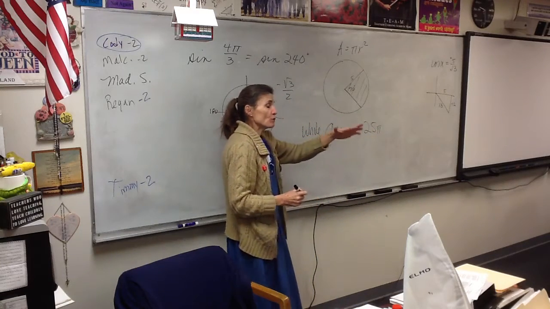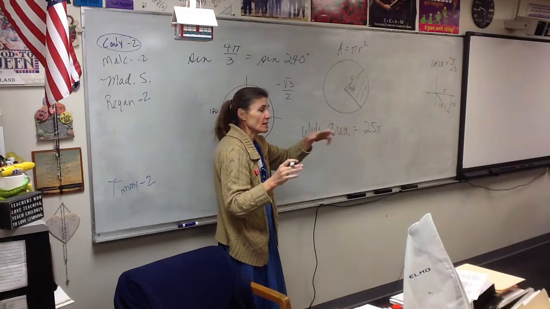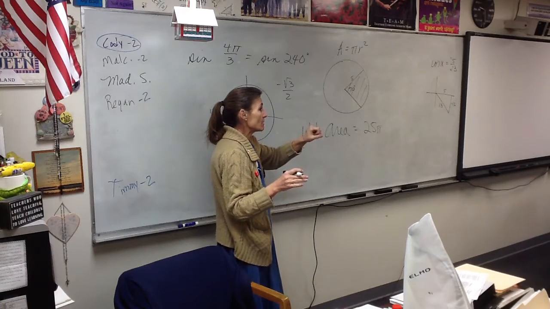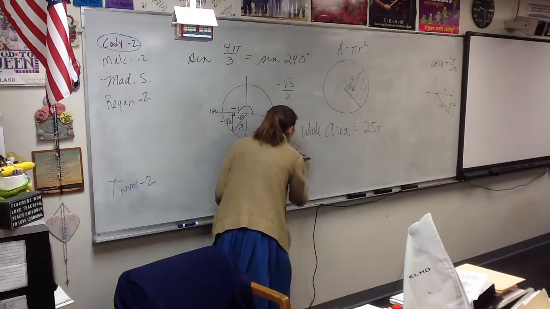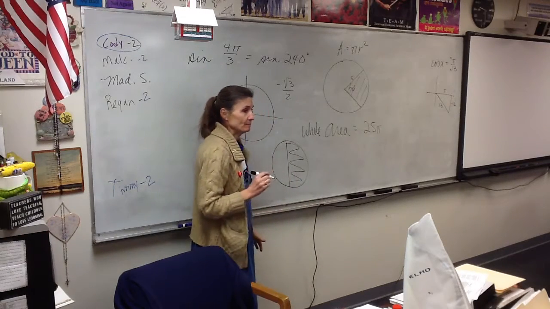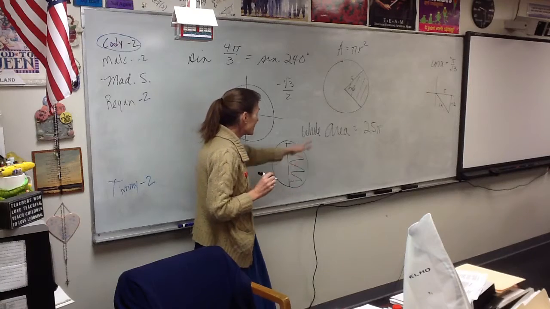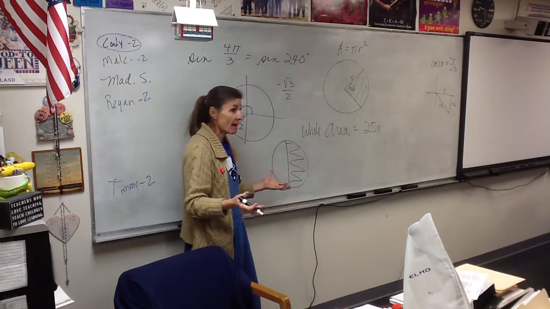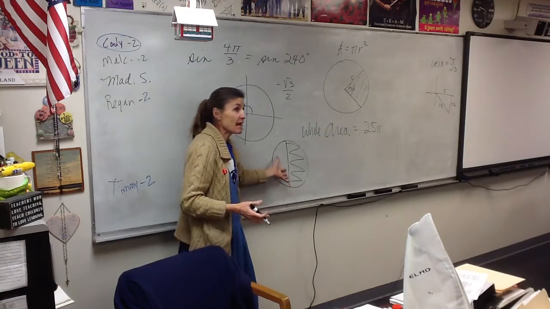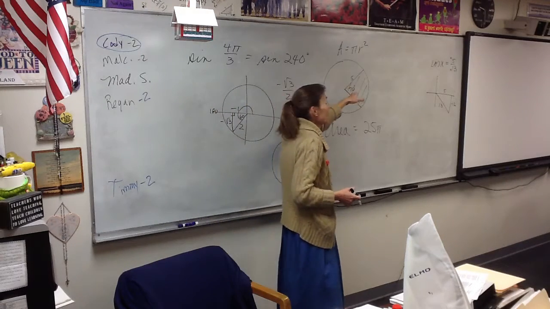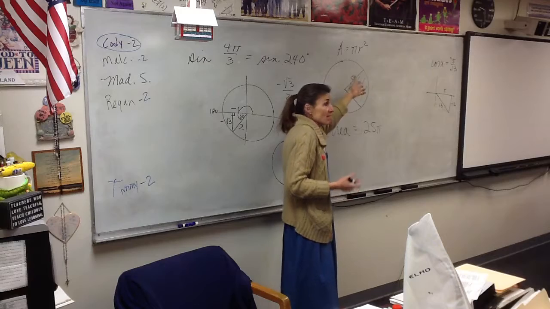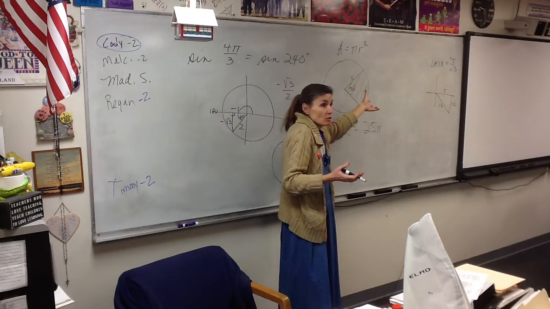Now, if you weren't sure, if you couldn't hear Maggie or couldn't quite understand what she was talking about, and I said to you, what is the area of half the circle? Wouldn't you take 25 pi and just cut it in half? Because that's half the circle, right? Well, this isn't half, obviously, but it's a fractional piece of the circle.